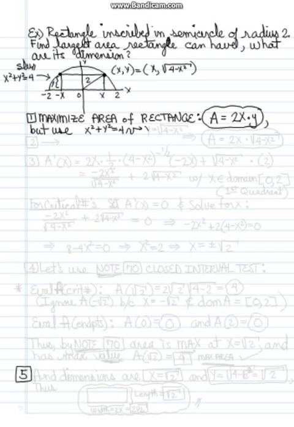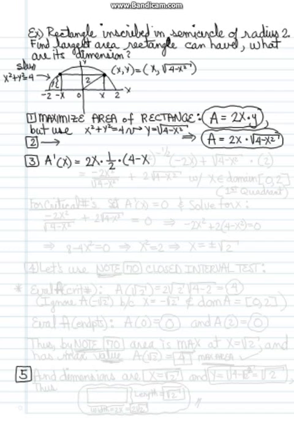All right, but we need to get rid of the y, so we're going to use the equation of the circle. Solving for y, we get y equals the positive square root of 4 minus x squared, and we only retain the positive root because we're in the upper hemisphere where the y's are always positive. So A equals 2x times the square root of 4 minus x squared, and that is step 2 where we relate the A to one variable.